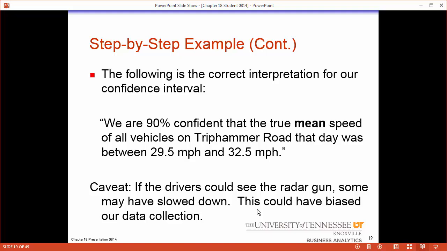So there might be some sort of bias in here, and this is more of a response bias if you think about it, because if the drivers see it and they change what they're doing, they're changing the data we're collecting, which is the response. So a little bit of a response bias could be in here, but not for certain. It's a possibility.